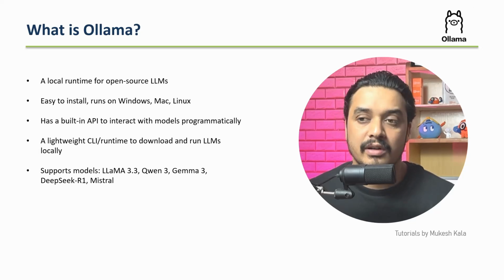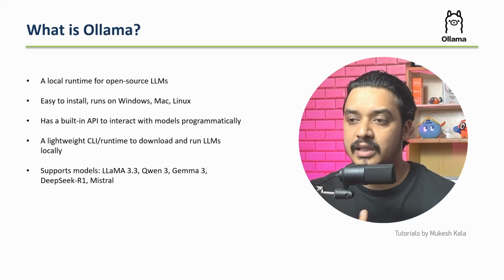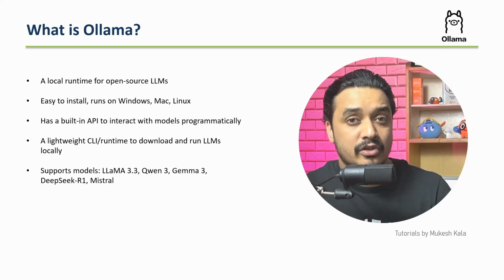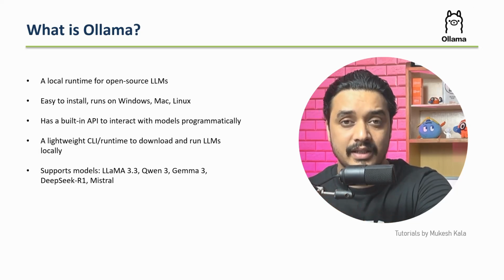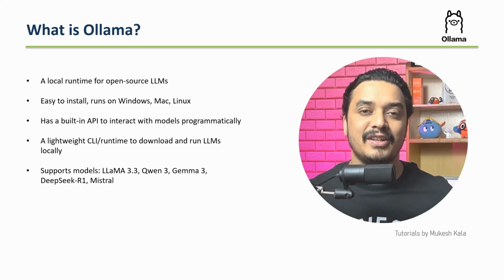What are the supported models? This is the latest as of 2025 June, right? So it is able to support Llama 3.3, Qwen 3, Gemma 3, DeepSeek R1 and Mistral, which means that all of these different models, whichever you see, can be installed with Ollama. And that is the definition of Ollama, right?